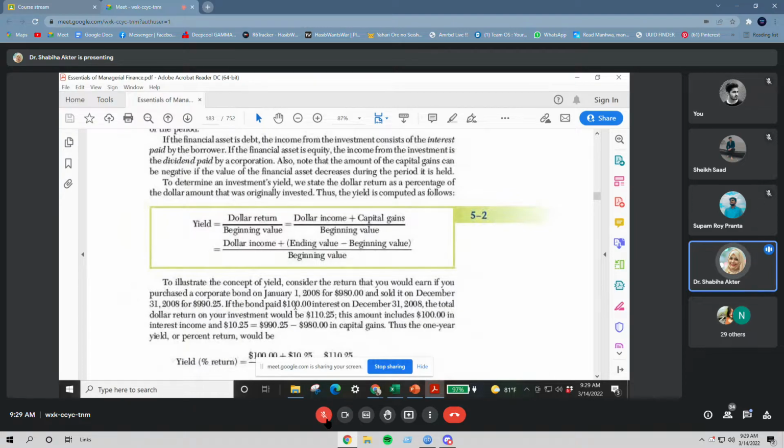If the bond paid $150 interest on December 31st, 2008, what will be the total dollar return, I mean the yield? Please calculate that. Yes, the bond paid 150. I mean, the dollar income is 150. The purchasing price is 980. The selling price is 960. Please calculate that and let me know the answer in the chat box.